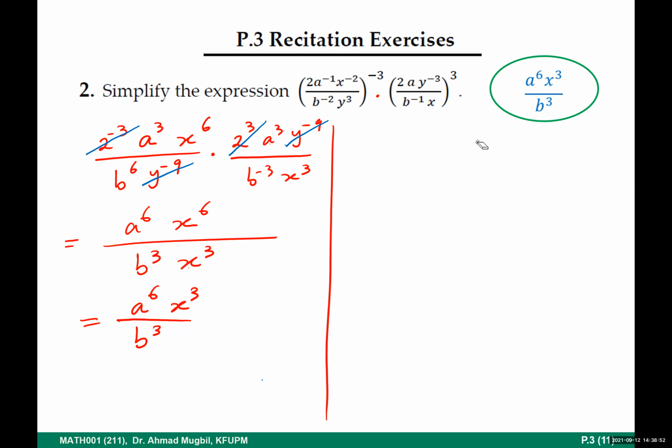So this is the best way. I believe that this is the best way. Just you need to be careful with the negative and positive signs. You can, of course, do it in a different way. Let me show you another way that you can solve it by.